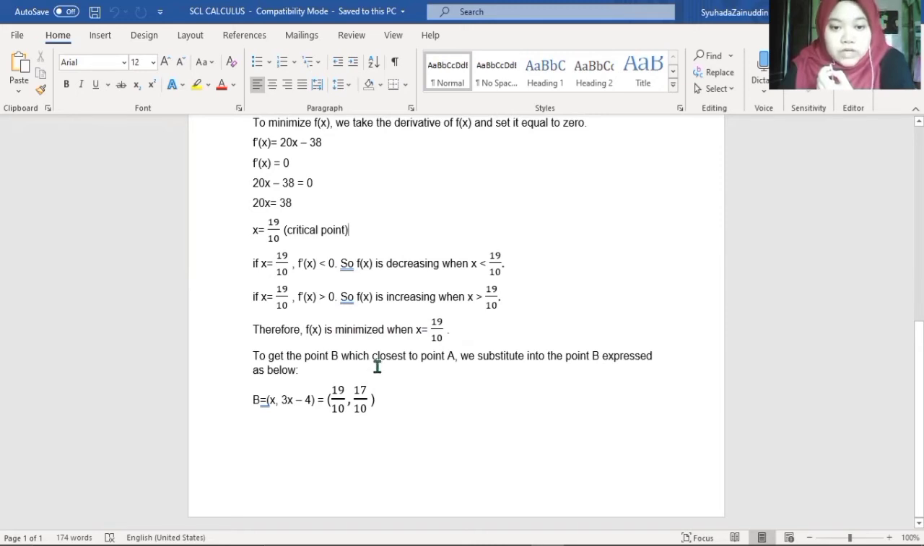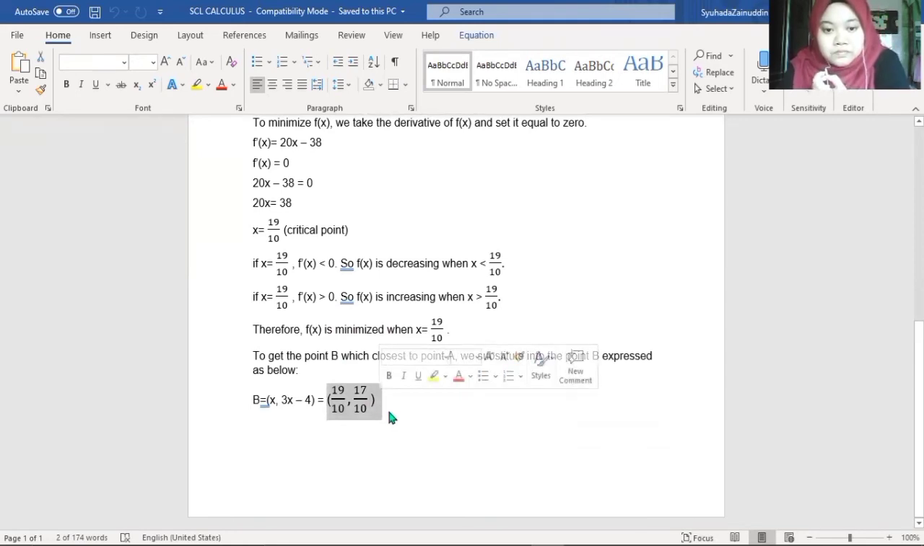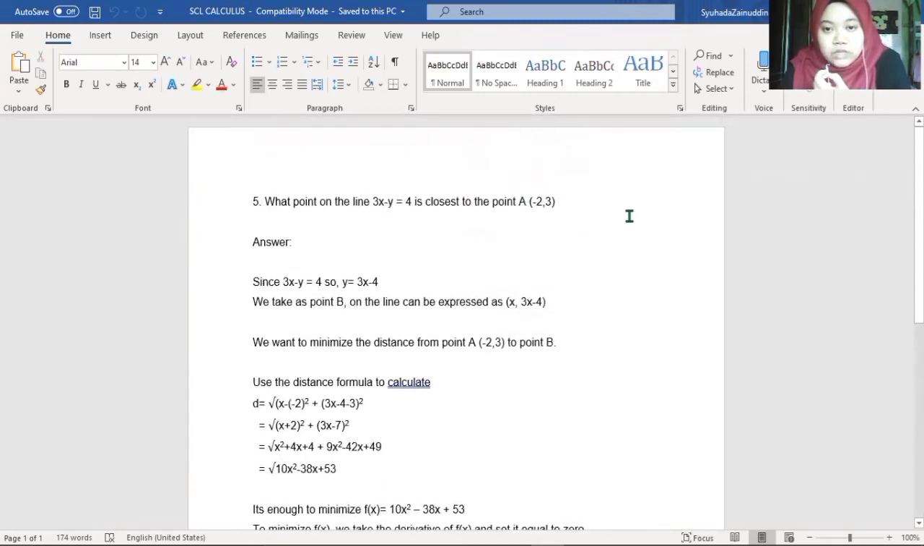To get the point B, which is closest to the point A, we substitute back the value of x that we got into the point B that we expressed as below, which is B equal to (x, 3x minus 4). Then we get the final answer: 19 over 10, 17 over 10. So this is the point B, which is the closest to the point A. All right, thank you.